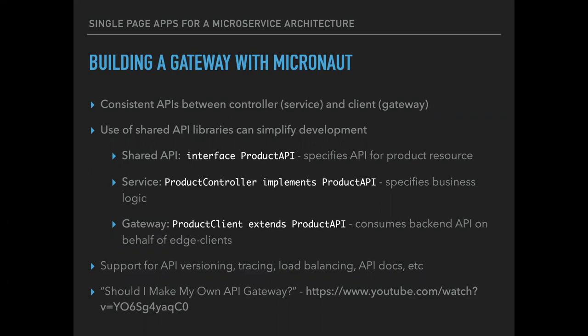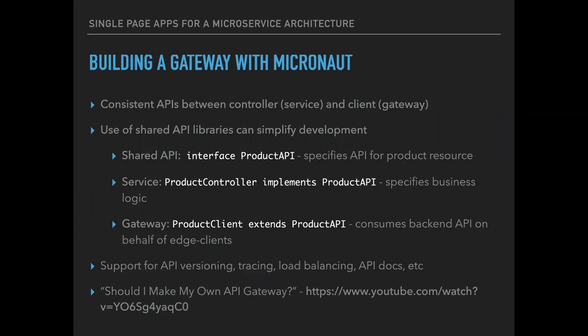What it basically means is that the gateway doesn't need to re-implement whatever the product controller is exposing. It can simply extend a shared interface, and now that client already will have the endpoints that it needs to talk to that controller. And again, I apologize if this isn't particularly clear from the slide. It will become more clear, I think, when we get to the demo, which will happen soon.